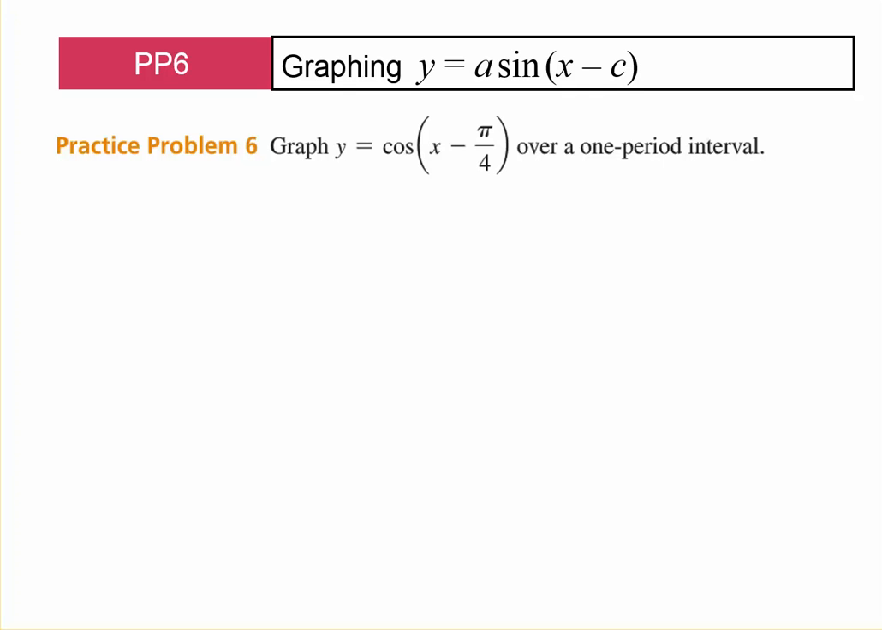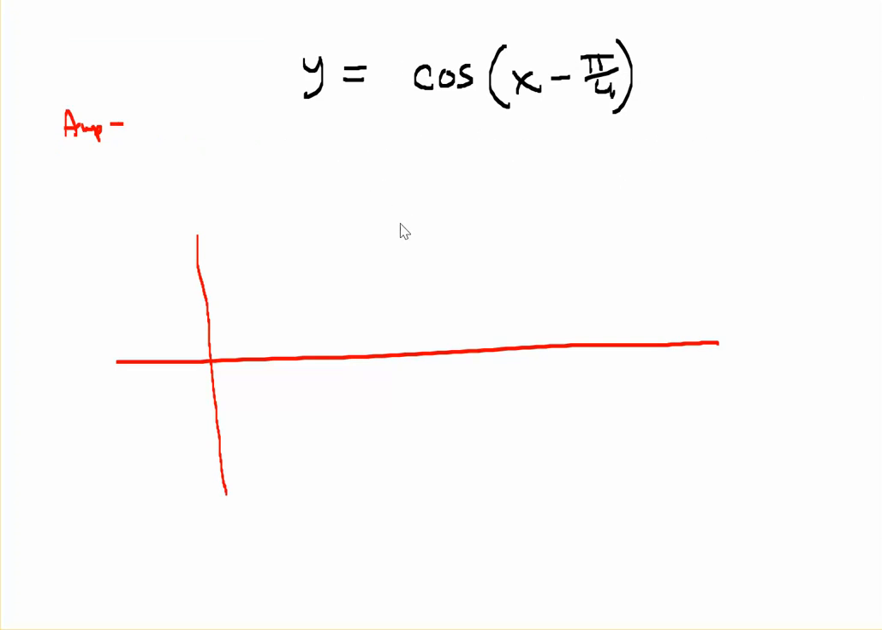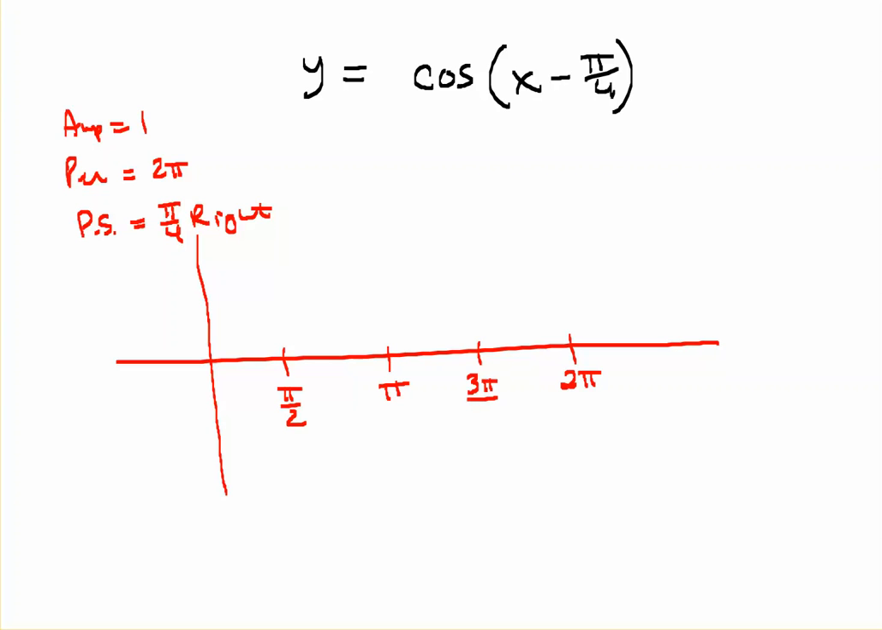Cool, all right, let me start it. So it's a cosine curve, no changes to that. So amplitude is 1, period is 2 pi. But we do have a phase shift of pi over 4, and that is going to the right. Since there's no change to the period, I know it does this. That's half there, that's 3 pi over 4, or 3 pi over 2.